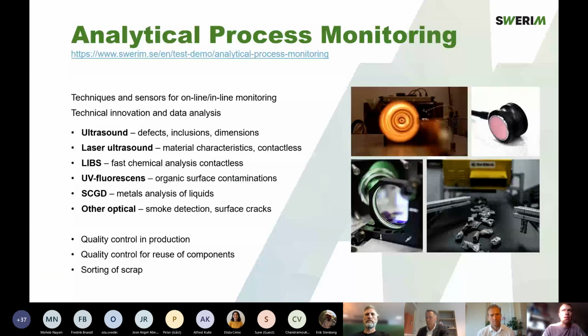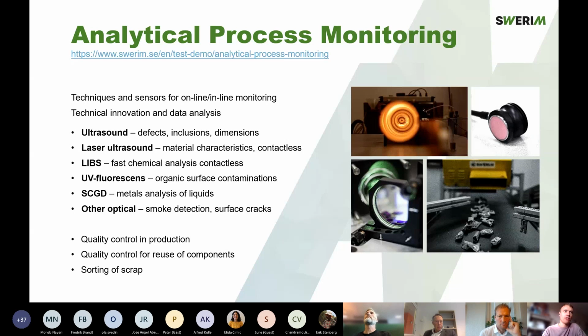And the group where I'm active is the group of analytical process monitoring, and we do research on techniques that can be used to monitor processes, and we do both the technical innovation of the equipment and also on the data analysis of it.